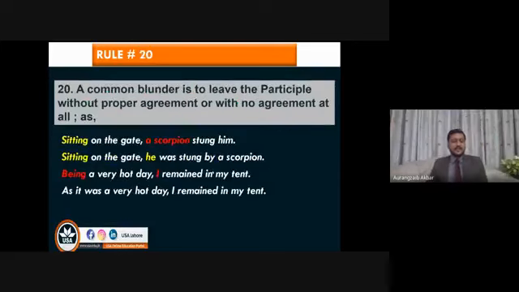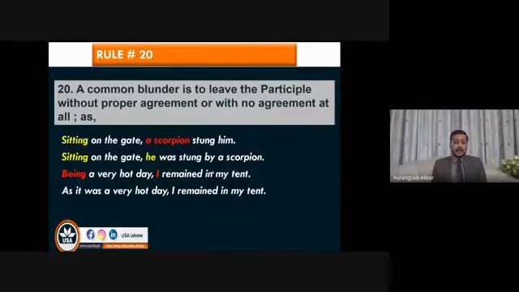Then rule number 20: a common blunder is to leave a participle without proper agreement or with no agreement at all. Okay, so try to understand this. Like if you are writing a sentence and you are using a participle, and there is no agreement, or the wrong agreement, then in both of these cases your sentence would be wrong.